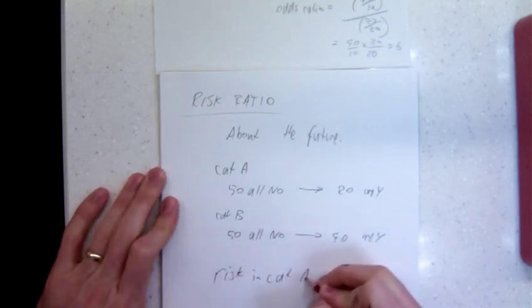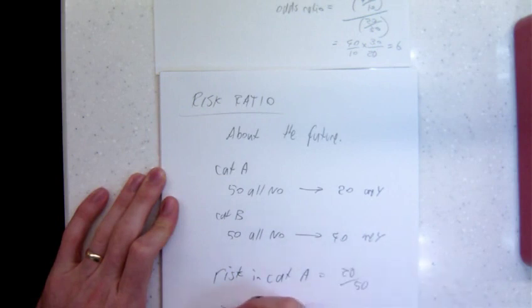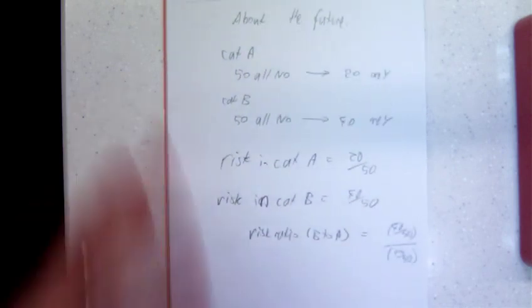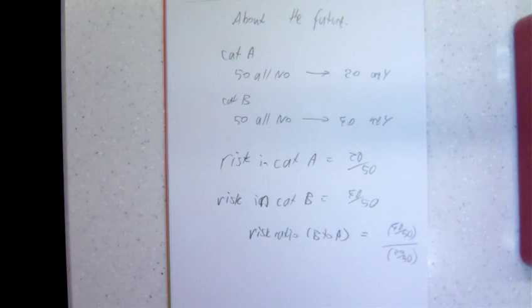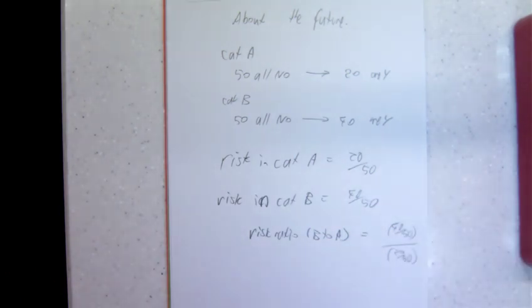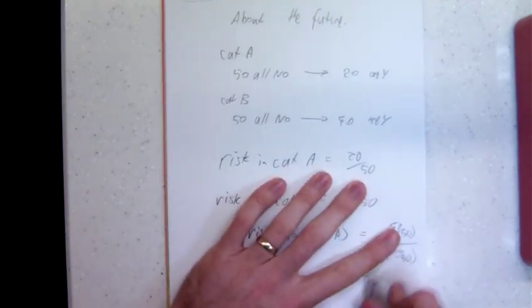So it's actually the risk in category A is 20 out of 50, and the risk in category B is 40 out of 50, and so the risk ratio B to A is 40 out of 50 compared to 20 out of 50. Sorry. So note that if they had different sized groups, it would come out to whatever it comes out to. These numbers here would be different. At the moment, since the groups are the same, it's just 40 compared to 20, which is 2. But if the groups were different sizes, it might be different.